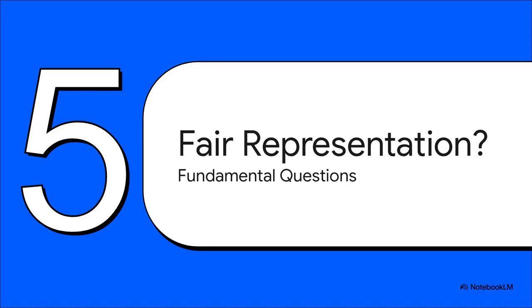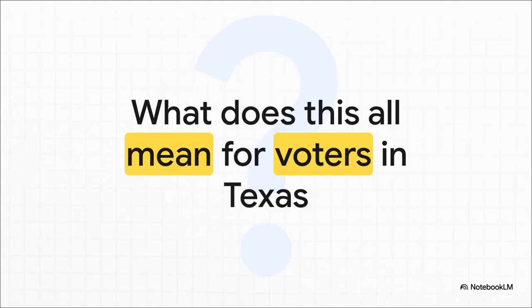You know, when you put all of this data and analysis together, it forces us to ask some really big fundamental questions, not just about maps, but about what fair representation even means in a democracy as diverse and as fast-changing as ours. So what does this actually mean for a voter on the ground in Texas? What are the real-world results of these lines on a map? According to this report, it fundamentally changes the balance of power, and it affects the ability of a growing community to make its voice heard.